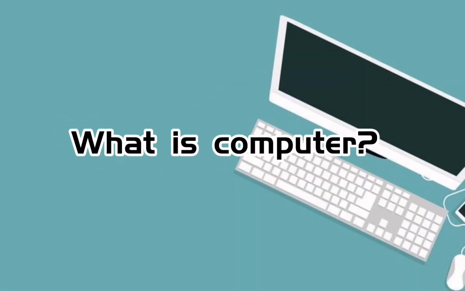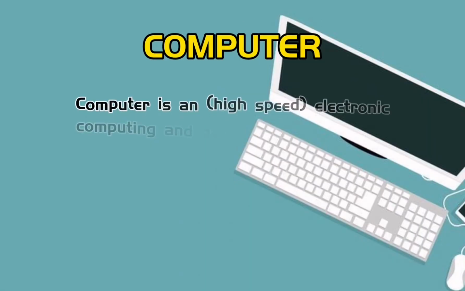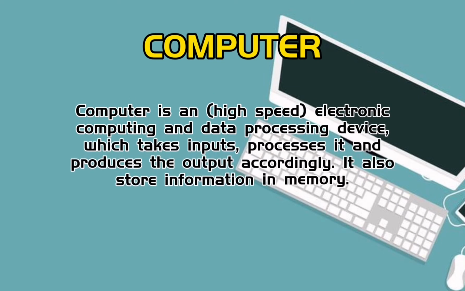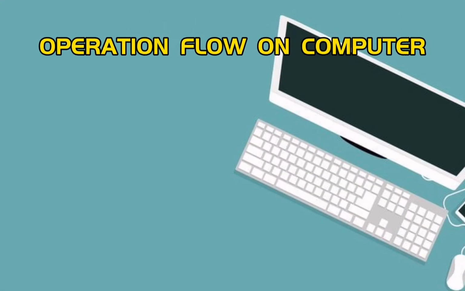What is a computer? A computer is a high-speed electronic computing and data processing device, which takes inputs, processes them and produces the output accordingly. It also stores information in memory. Operation flow on a computer.